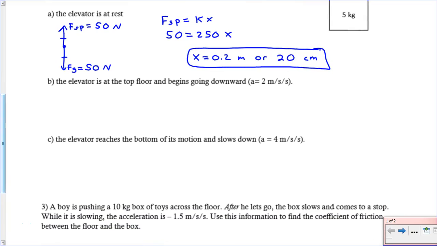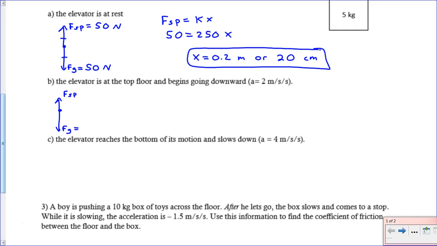For B, we have an elevator that's at the top floor and it begins going down, and it says the acceleration is 2 meters per second per second. Something important here is that we realize what direction the acceleration is in, because if you're at the top of an elevator and you start going down, the acceleration is downward, which means the larger force needs to be downward. And I'll come back to that in just a moment. Because what we have here is, again, we've got Fg, and I said the larger force needs to be downward, so we'll have a smaller Fsp.